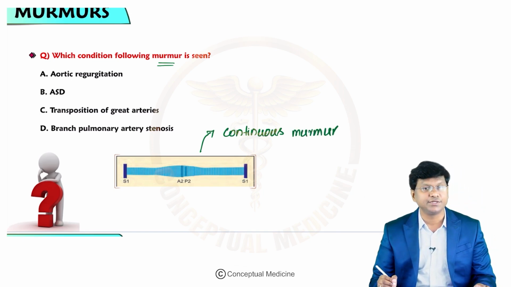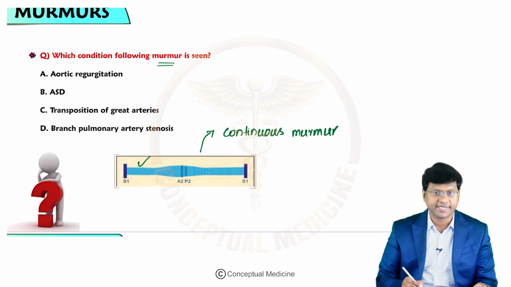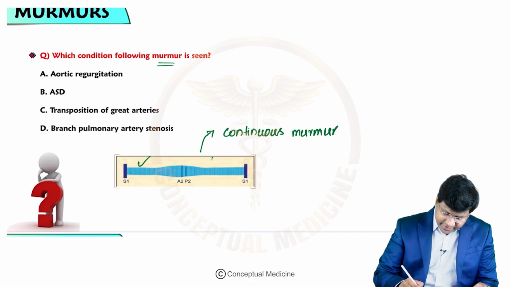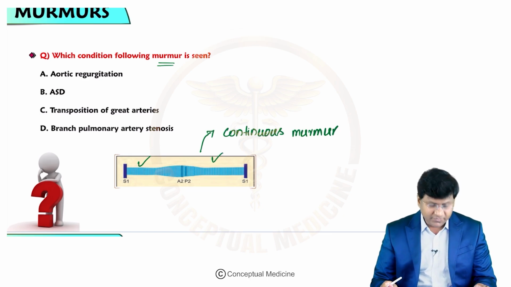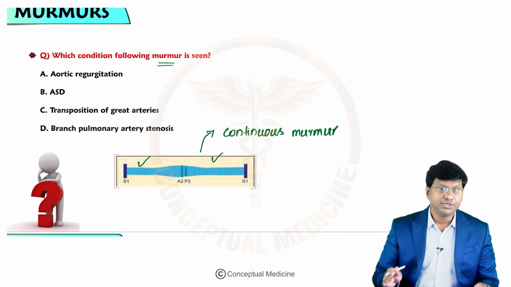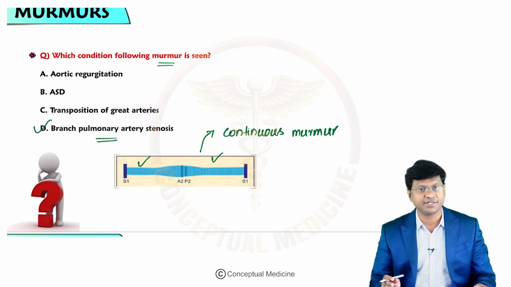Right? It is a continuous murmur. Why? You can see the vibrations are present in between S1 and S2, that is during systole, and in between S2 and S1, that is during diastole. So which clinical condition will you have this in? You will have this in patients with a branch pulmonary artery stenosis.